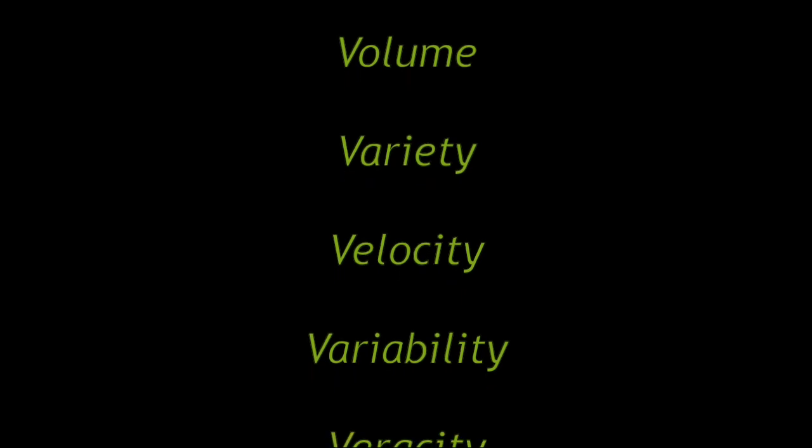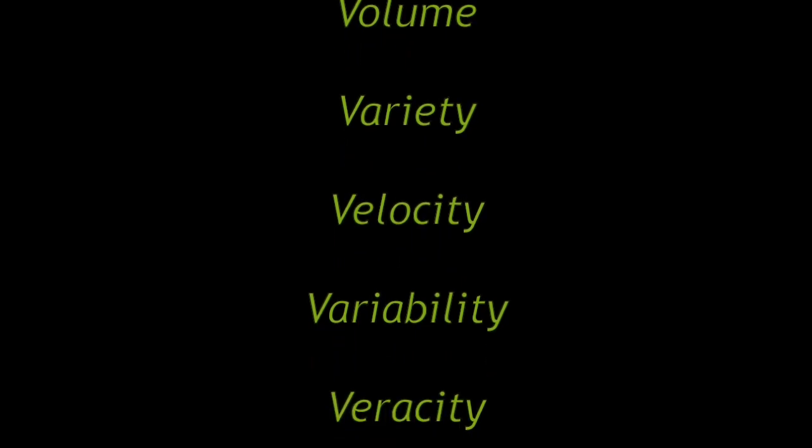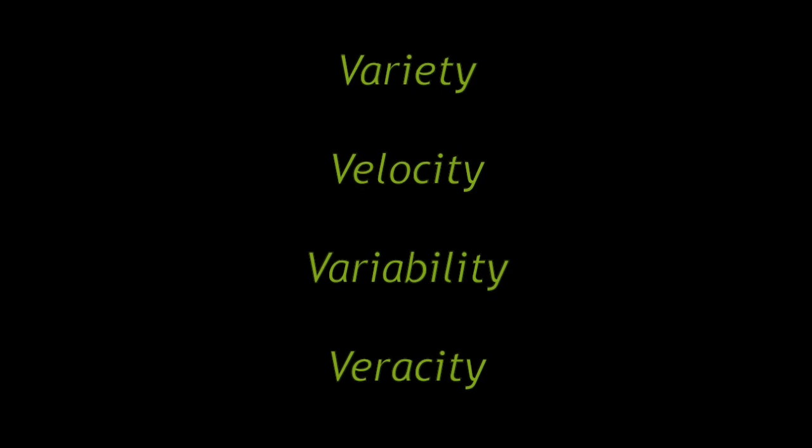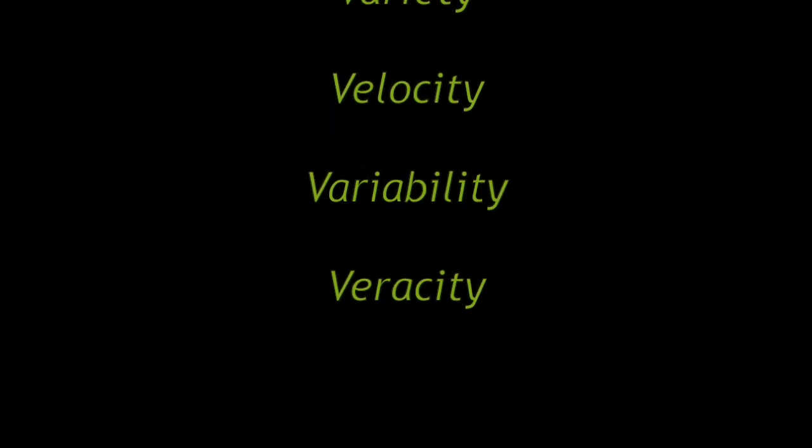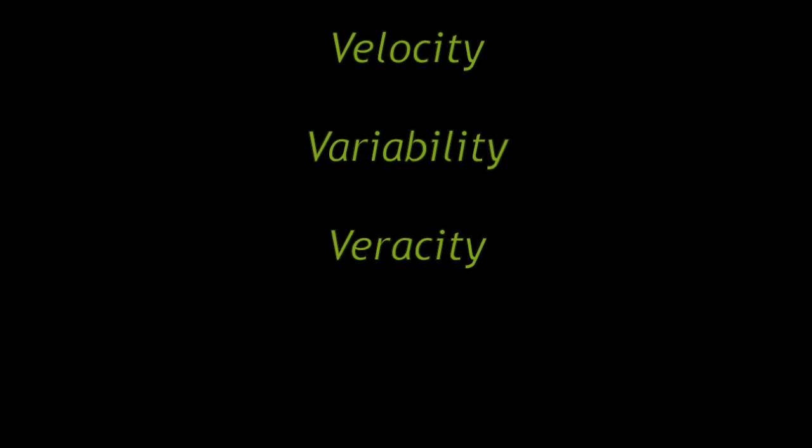Velocity: in this context, the speed at which the data is generated and processed to meet the demands and challenges that lie in the path of growth and development. Variability: inconsistency of the dataset can hamper processes to handle and manage it. Veracity: the quality of captured data can vary greatly, affecting accurate analysis.